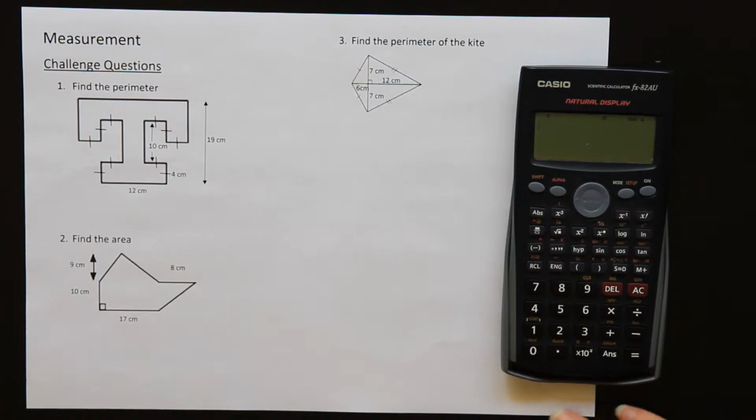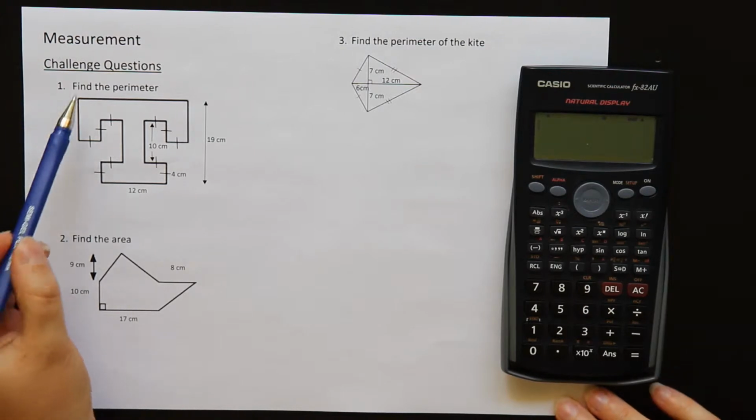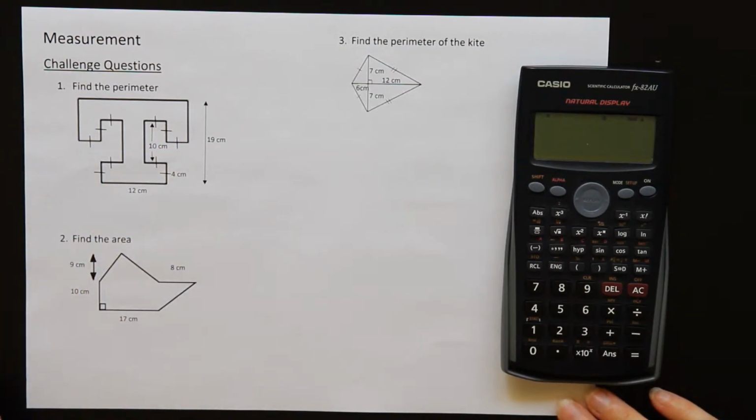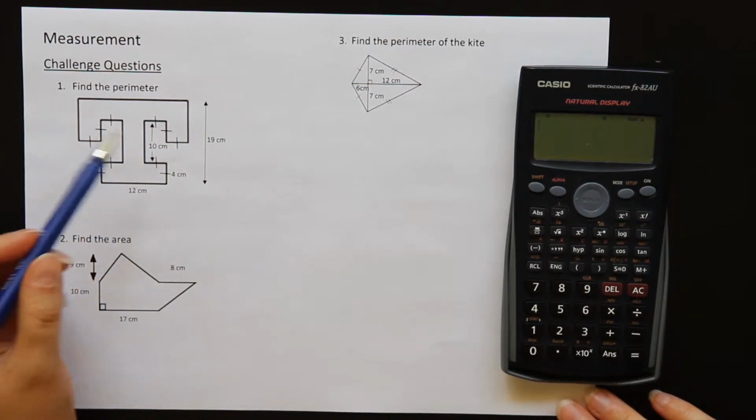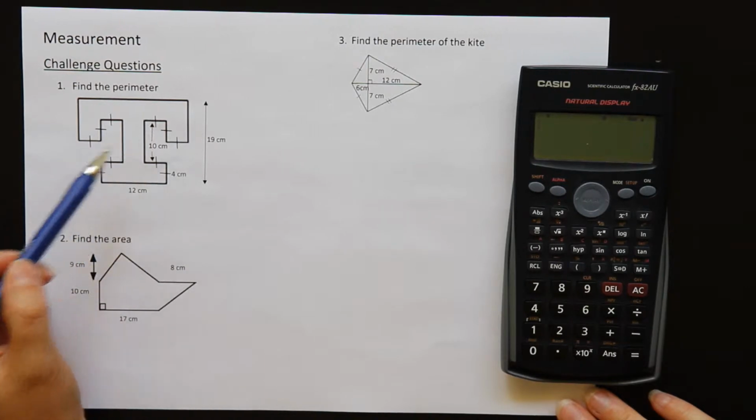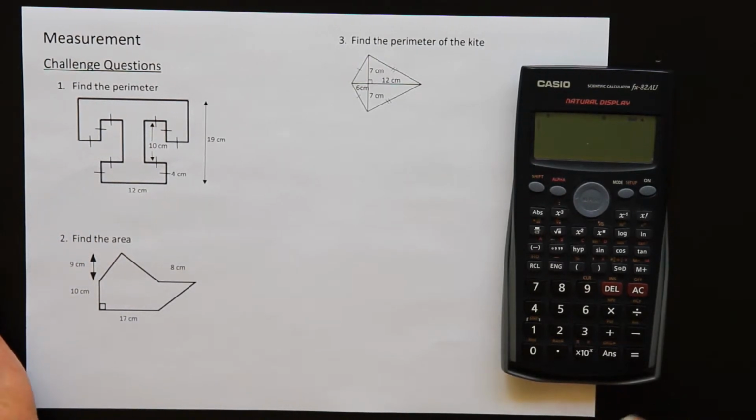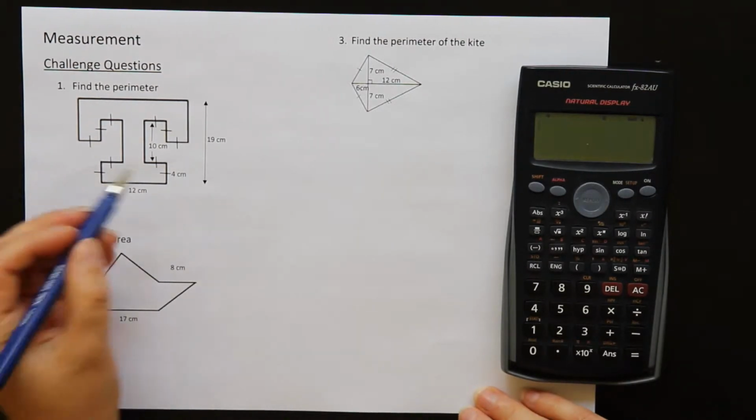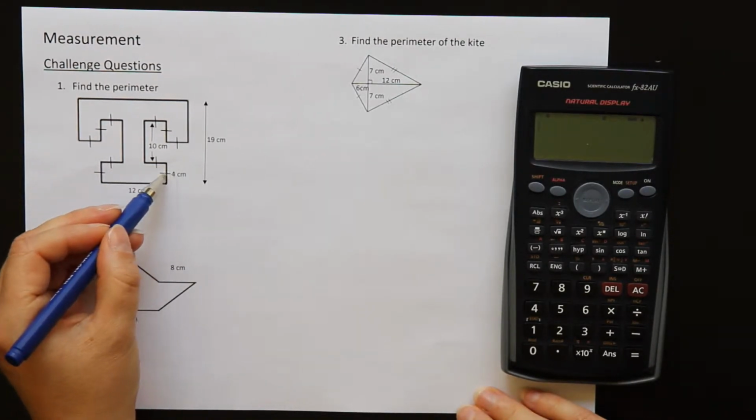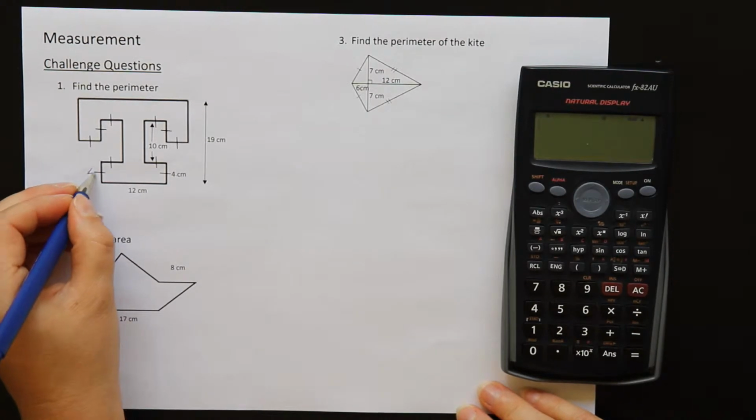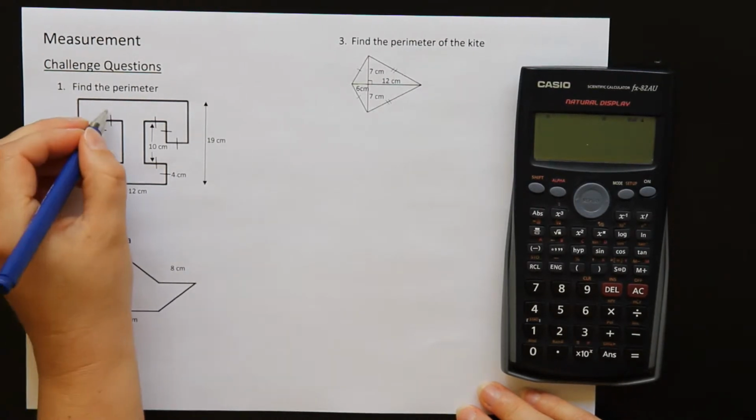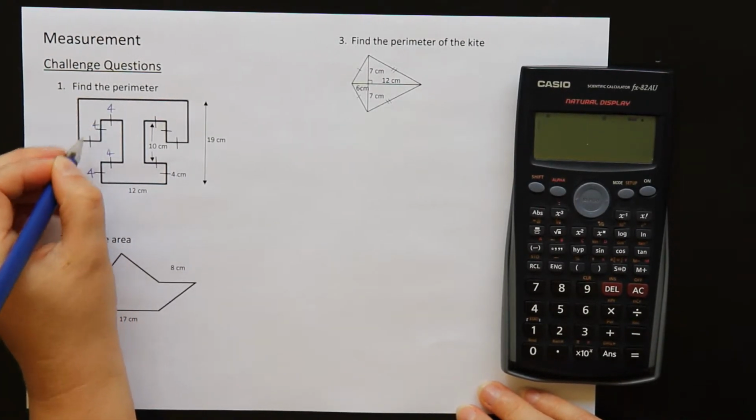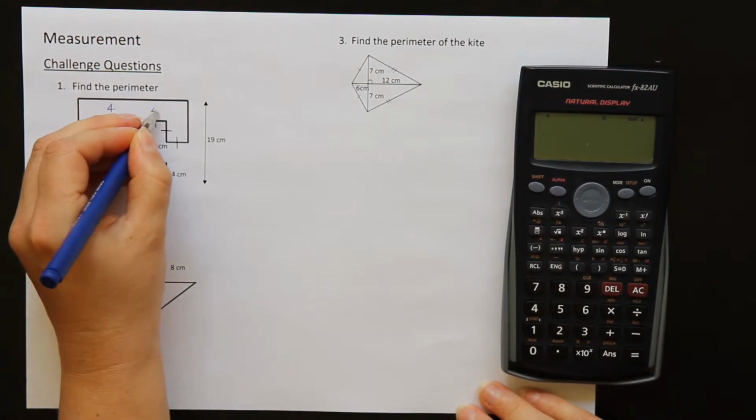So let's have a look at question number 1. We want to find the perimeter of this shape. Now, what's tricky about this is that there are so many numbers missing. These little lines mean that they are all the same length. So we know that this one has a number next to it, it's 4. So every time we see that line, it's going to be a 4. Lots and lots of 4s all around this shape.